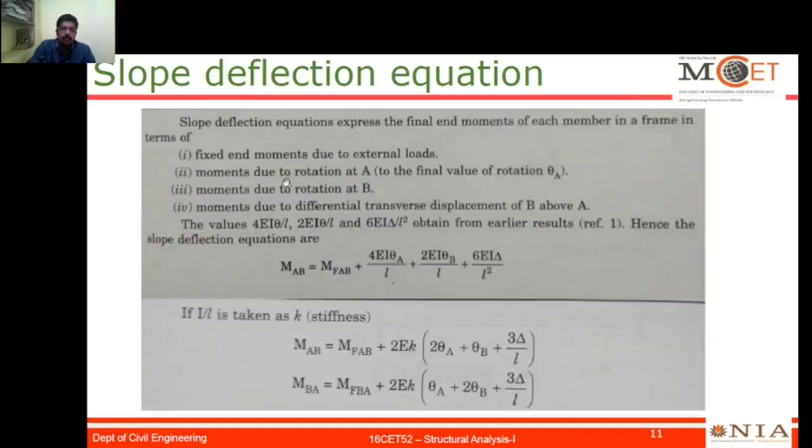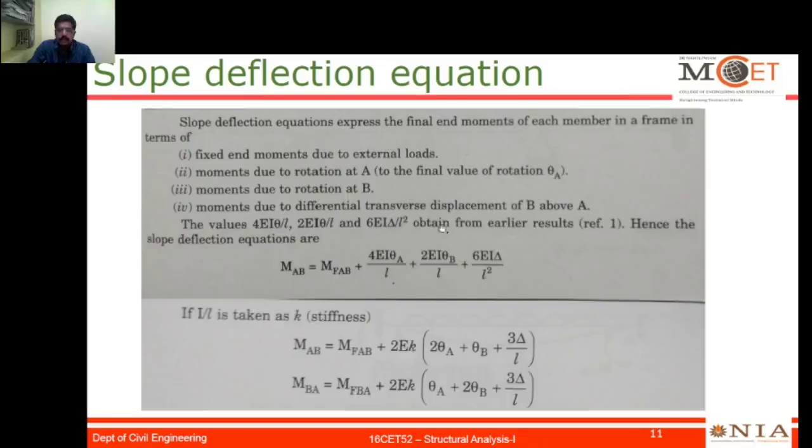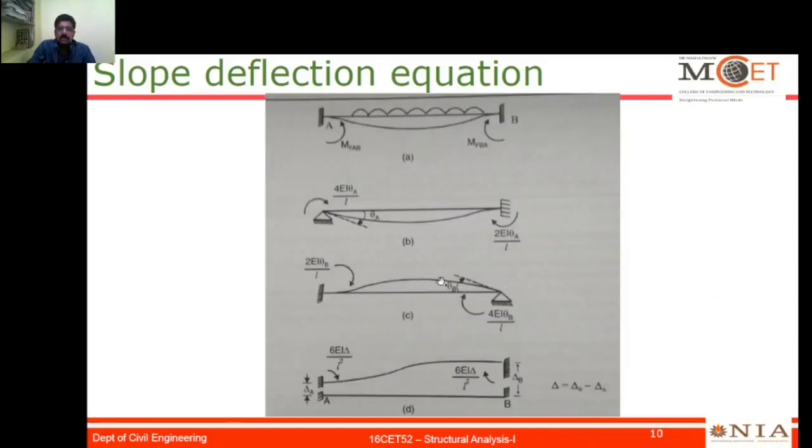Next, we need to find the moment due to rotation at A. What is the moment induced due to rotation at A? At A, we have 4E theta A by L, and this will create half of the impact on the other end, that is 2E theta A by L at B. Next, we need to find the moment due to rotation at B, which also generates the same impact. Remember, when we apply a rotation to a point, at that point we will have 4E theta B by L, and at the adjacent side, the nearest point, we will have half of that impact.